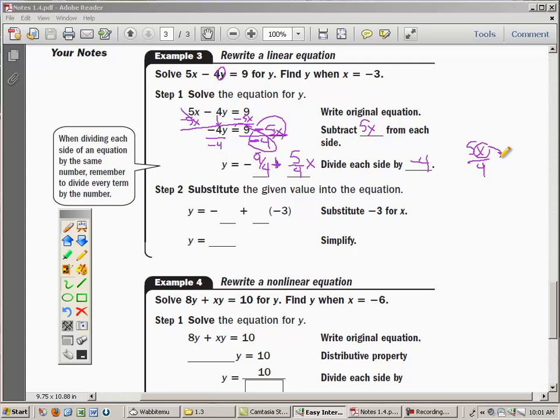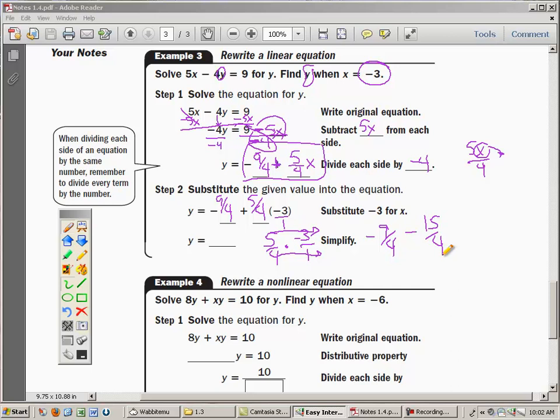So then it says, all right, find y when x equals negative 3. Well, our equation is written in terms of x, so all I have to do is plug things in. y equals negative 9/4 plus 5/4 times negative 3. Now, remember, this is negative 3 over 1. To multiply fractions, 5/4 times negative 3 over 1, remember, we multiply fractions, we just multiply tops and bottoms. So this is negative 9/4, and positive 5/4 times negative 3 becomes negative 15/4.